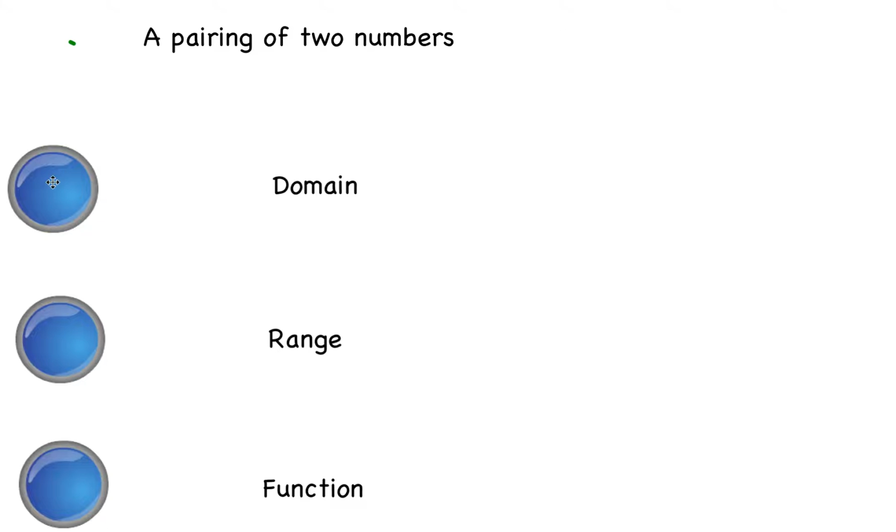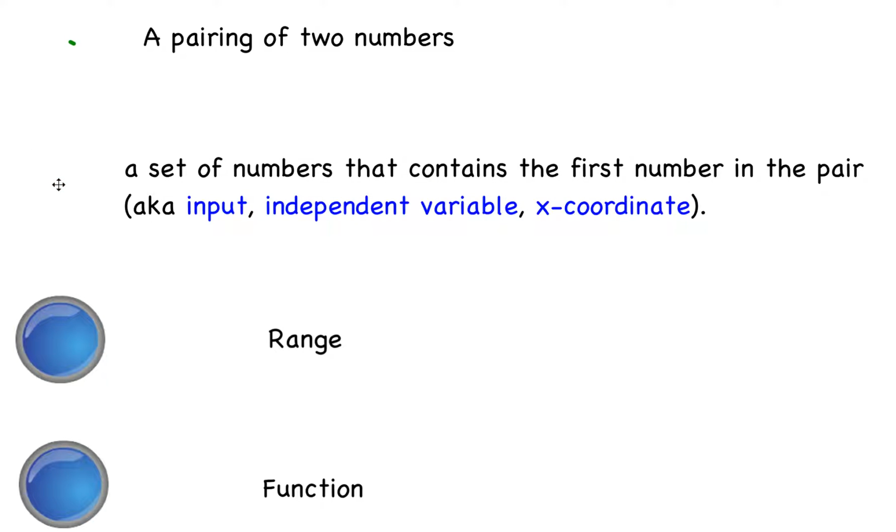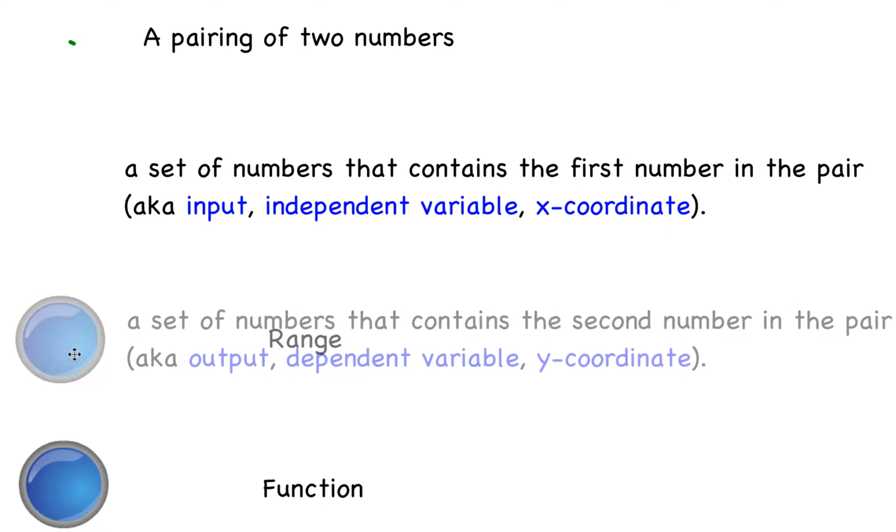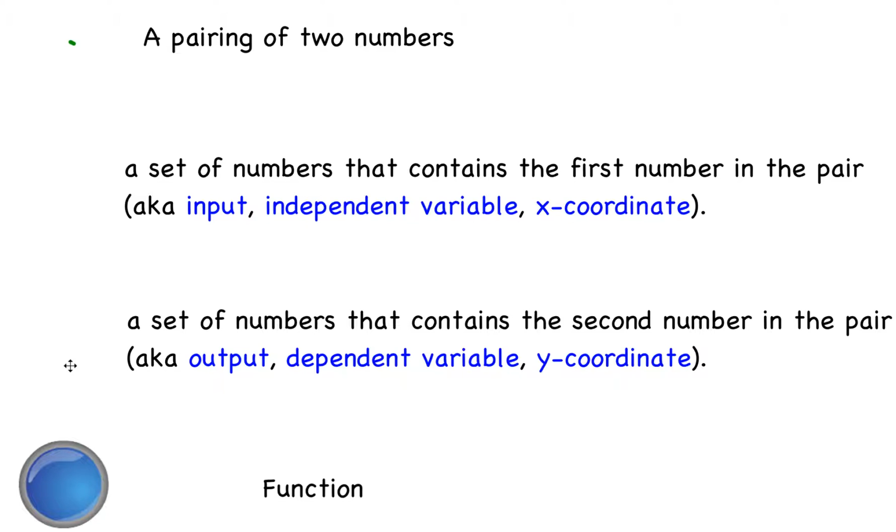The domain of a relation is a set of numbers that contains the first number in the pairing. The domain is an independent variable, it's the x-coordinate, and it's also an input variable. All of those three terms in blue describe the domain. The range then is a set of numbers that contains the second number in the pairing. These are the outputs. It is the dependent variable, and it's the y-coordinate.